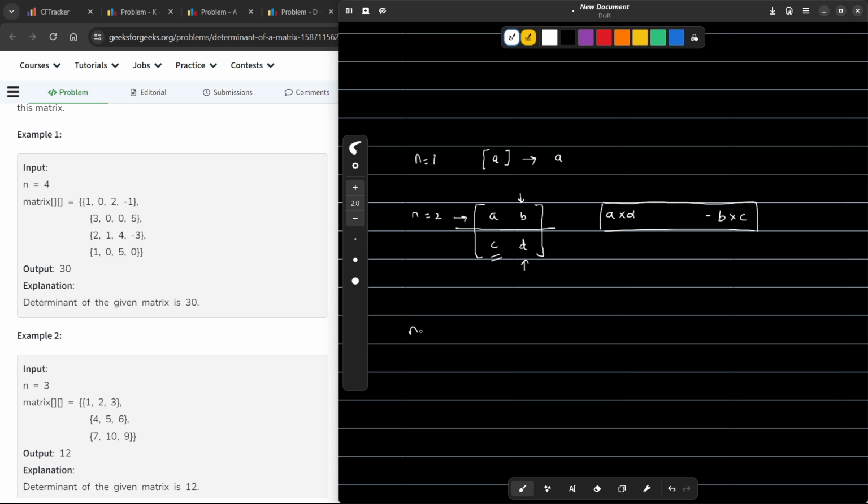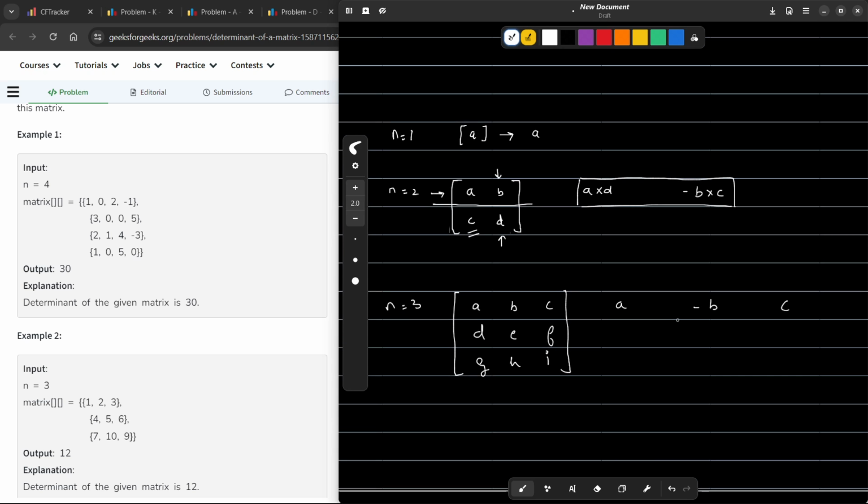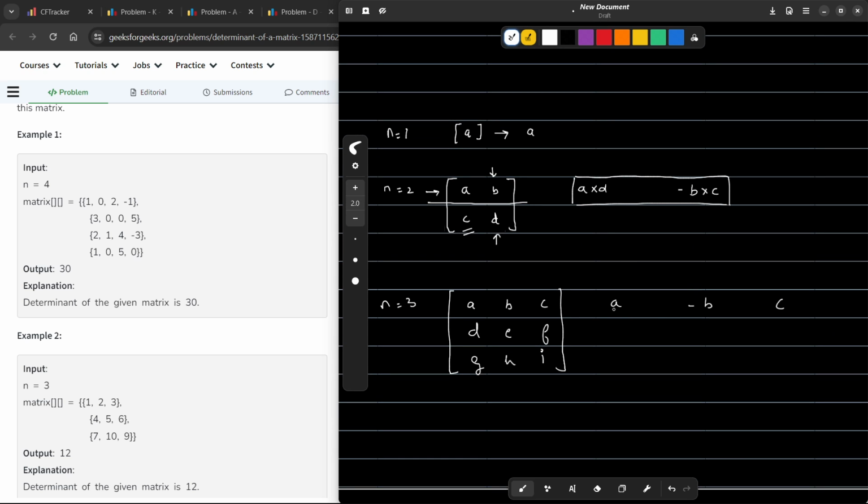Now let us talk about the square matrix of size 3 cross 3. So from here on you will be able to understand the general pattern of what is happening. ABC, DEF and GHI. The very first thing I'm going to do is write the elements of the zeroth row. So A, minus B and then C. Remember, I have to write all these elements in alternating signs. So the first element is positive, then negative, then positive again.